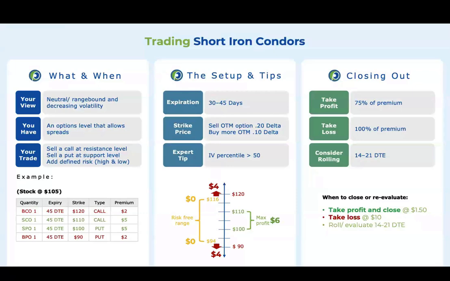Expert tip is IV percentile over 50. IV percentile will tell you if the option has a spiked IV. That's what it's for. Most of your brokerage trading platforms will have that. They may also have IV rank. Higher numbers, over 50, is what you're looking for from percentile. We have it on the OptionsPlay platform when you put in the symbol.